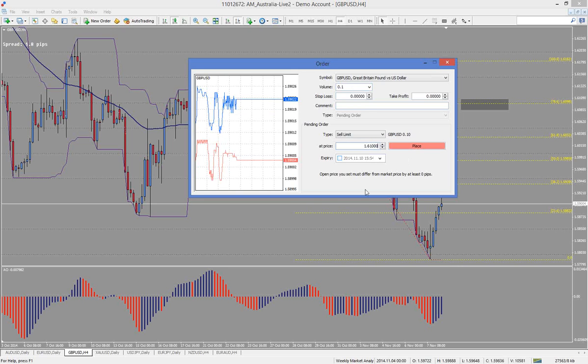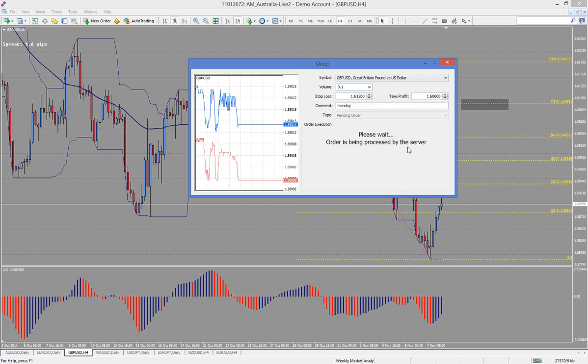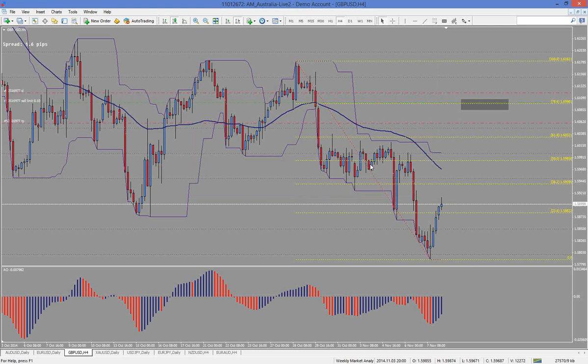So I'm going to try getting a 161 sell. Let's go for a 2040, which will make it 61.20. My stop and my profit will be 60.60. And let's place that. And there we go.